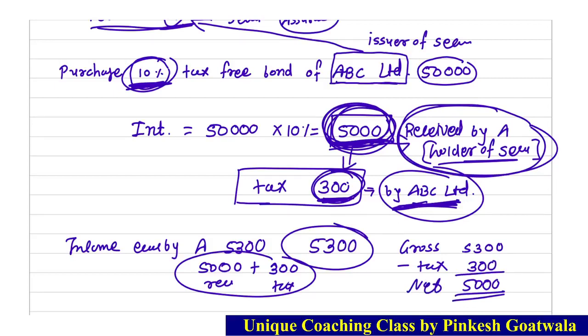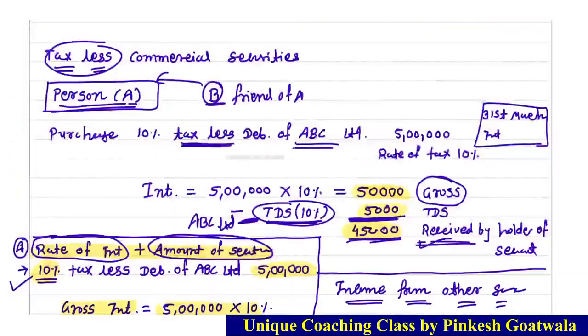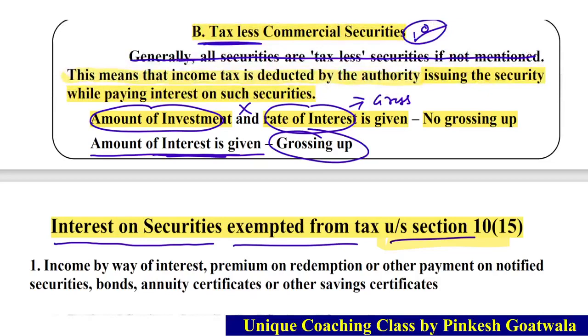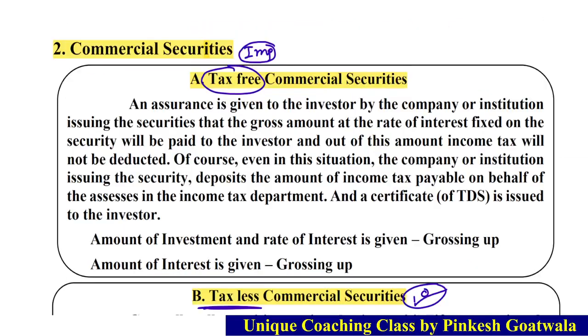So it is the pattern, it is the way of tax free commercial security. Let's see its definition, its meaning. Look at here. An assurance is given to the investor by the company or institution issuing the certificates that the gross amount at the rate of interest fixed on the security will be paid to the investor, and out of this amount income tax will not be deducted. Okay, જે પણ amount હશે rate of interest પ્રમાણે એને આપી દેવામાં આવશે, કોઈ tax deduct કરવામાં નહીં આવશે.